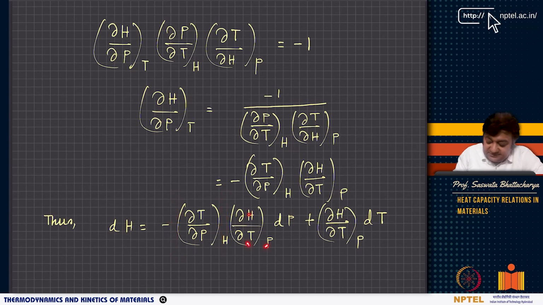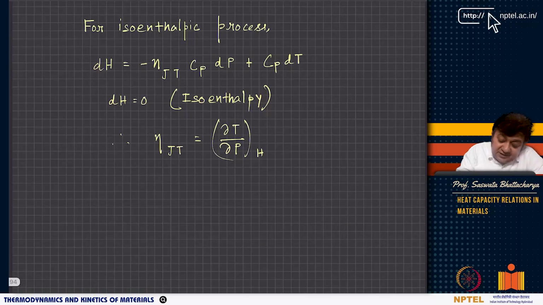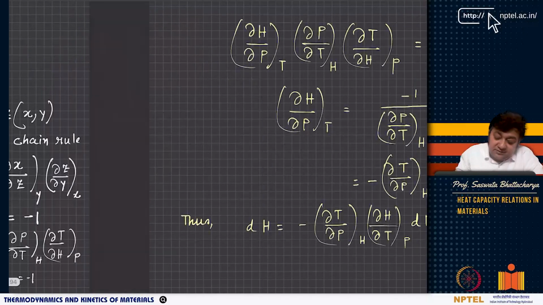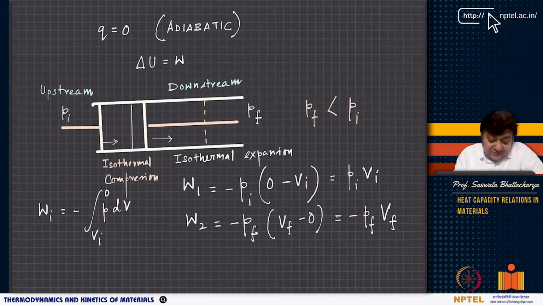Del H del T at constant P, which is Cp, and here again there is a Cp dT. So for an isoenthalpic process, as you know, dH equals 0, and you get dH equals minus eta JT Cp dP plus Cp dT. Because dH equals 0, Cp can cancel, and we get eta JT equals del T del P at constant H. So you can see how we got the Joule-Thomson coefficient for the isoenthalpic process. And as I told you, you have a real gas, this is upstream, so you move the piston this way, you compress it completely.